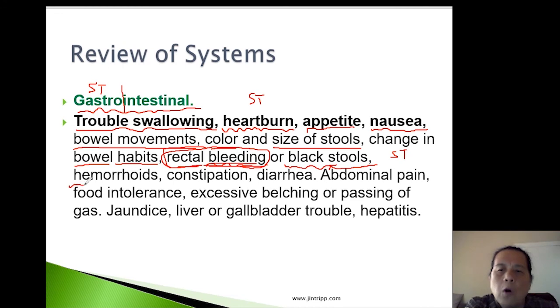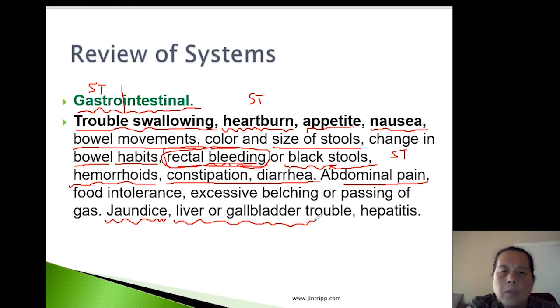And also hemorrhage, and constipation, diarrhea, and some other questions, abdominal pain. So that's generally some questions about digestive systems. And also people, especially those who have jaundice. So remember, liver and gallbladder belong to the digestive system in Western medicine, if the people have this kind of trouble before.